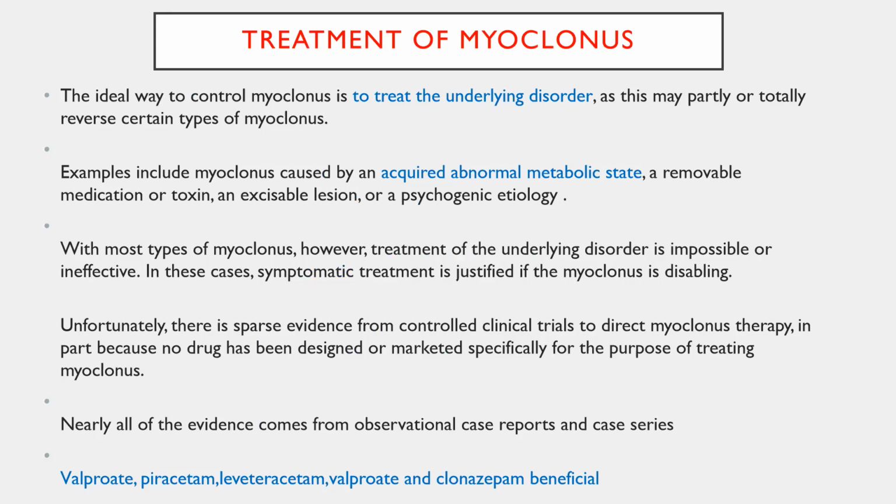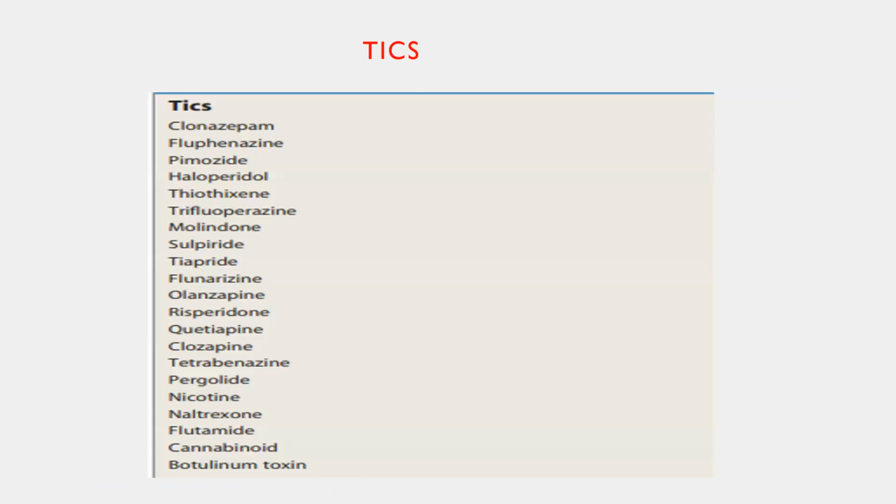Next would be myoclonus. Again, the funda is we treat the underlying cause and correct the metabolic parameter. If everything comes normal, you can try valproate, piracetam, levetiracetam, and clonazepam. These are the proven drugs that will help you give symptomatic treatment in a myoclonus patient. For tics, you can give benzodiazepine, antipsychotics, and a small dose of clonidine will also help. And in case of Gilles de la Tourette syndrome, you can try aripiprazole, risperidone, or tetrabenazine.